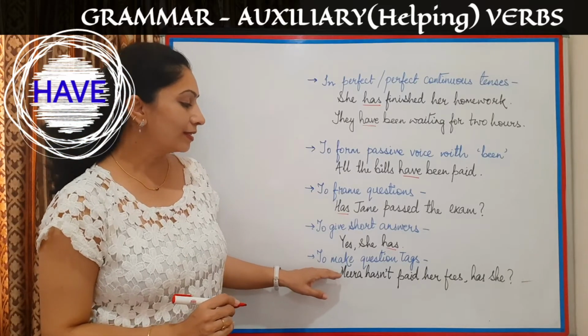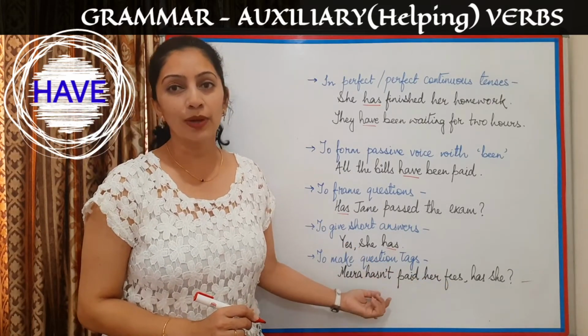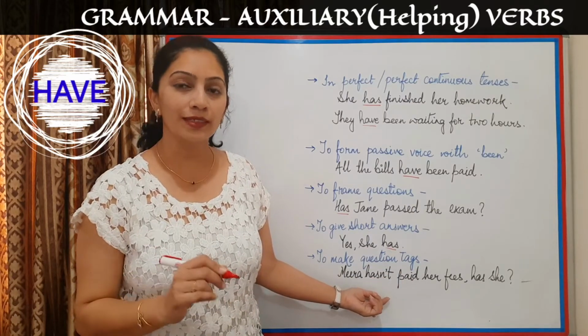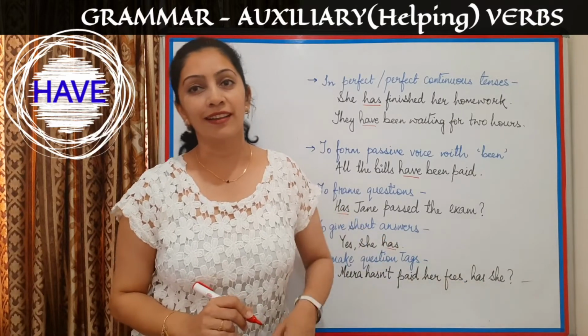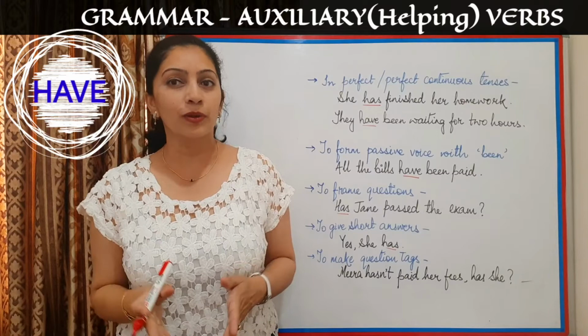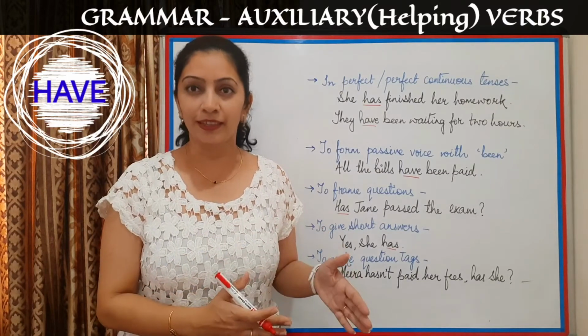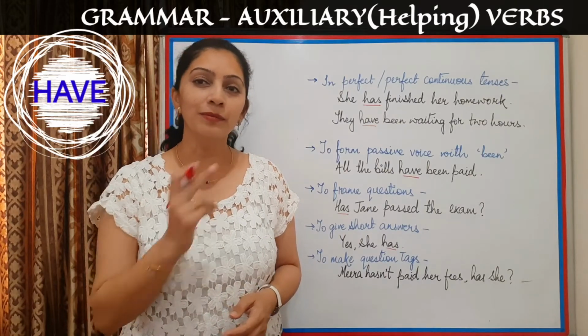Now the next one is to make question tags. Again, in the main sentence, if you have this word has as the auxiliary verb, then the same verb can be used in the question tag. And I hope you remember that while making a question tag, if the statement is positive, the tag becomes negative, while if the statement is negative, the tag becomes positive.